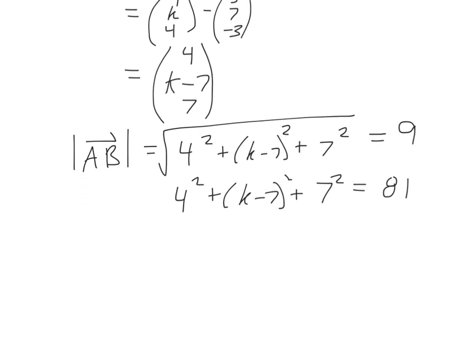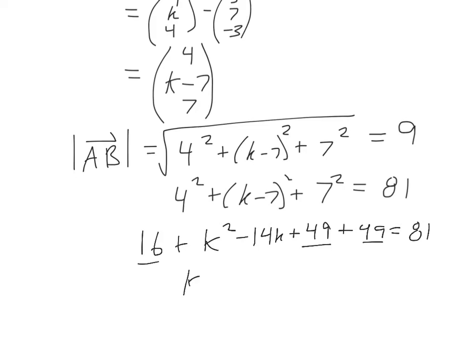Now we'll move through and solve this. So I'm going to have 16 plus K squared minus 14K plus 49 plus another 49 equals 81. Now I'm going to bring together some like terms here. I can bring together all of the constants and get 114 equals 81, and then I can subtract that 81 over. K squared minus 14K plus, let's see, that's going to be 19. I think that's 33.